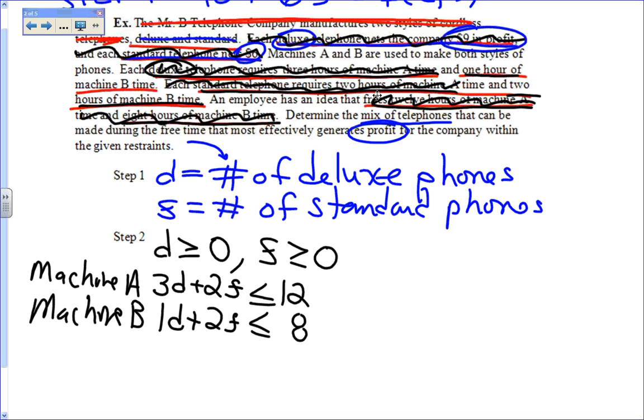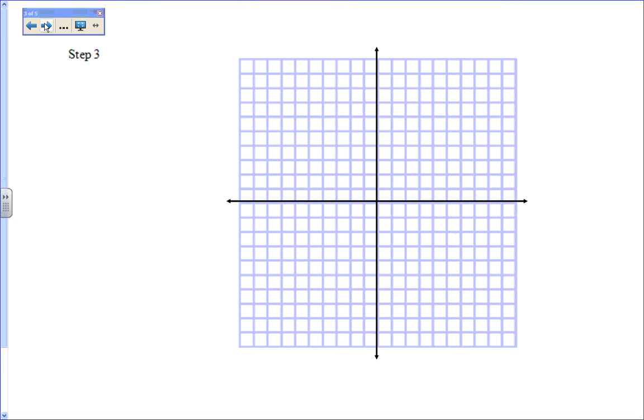And we can't forget about the important ones, D greater than or equal to 0 and S greater than or equal to 0. Okay, is everybody ready? Because nothing else constrains us here. All right, now we got to graph these things. All right, so wait a minute. This is an X and a Y axis. We have D's and S's. That's a problem. Only if you let it be.